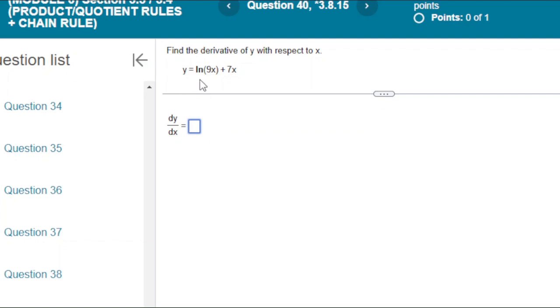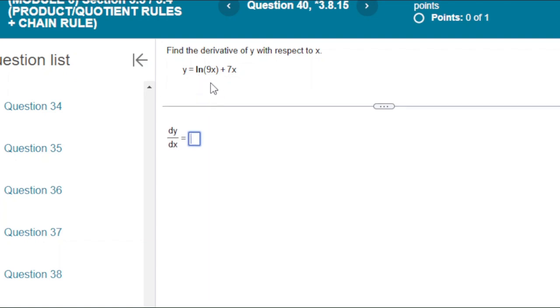Okay, almost done. Now, what's the derivative of ln of 9x? Well, it's going to be 1 over 9x, but then times 9. And actually, amazingly, that simplifies to just be 1 over x. So the derivative of natural log of 9x is actually also just 1 over x, because it's 1 over 9x, but then times the derivative of 9x, which is 9.